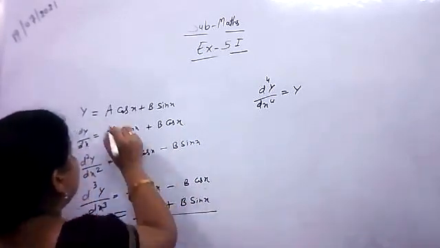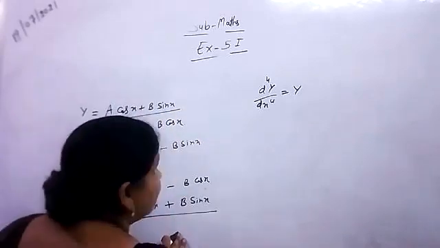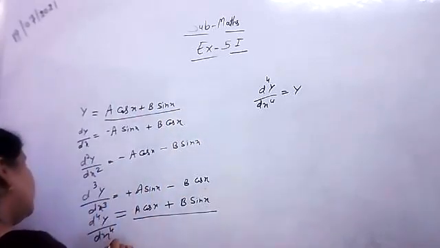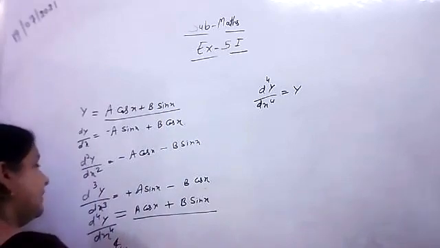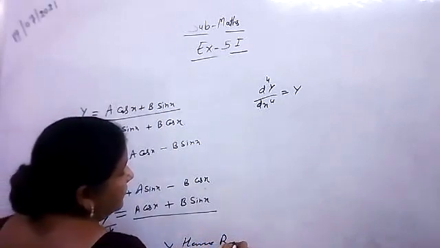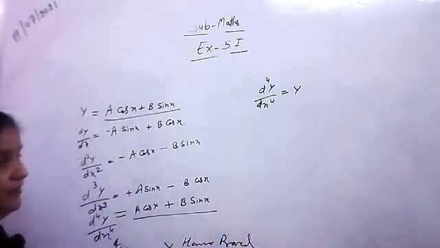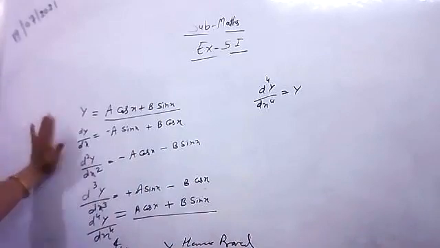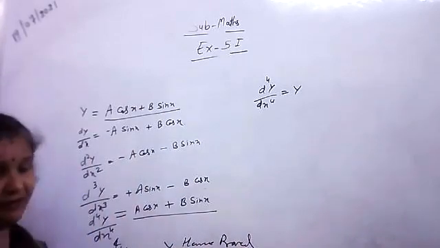Let's see. We start here. This is the same, so this is proved. That means we differentiate 1 time, 2 times, 3 times, 4 times and find the final answer.